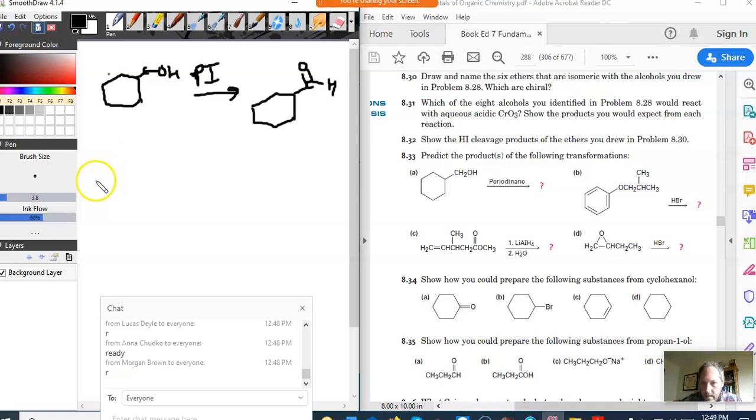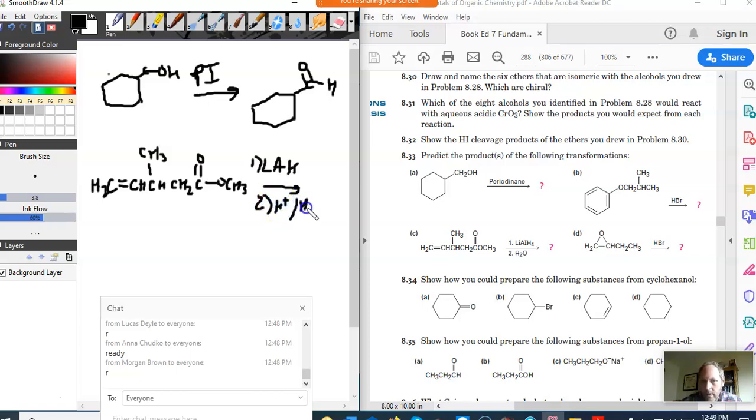All right, C. Let me write it exactly how they have it there. So for C, we have LAH. LAH is the stronger reducing agent, so it'll take an ester all the way down. Remember, it's a two-step reaction: first step, second step. In class, I said acid. It can either be acid or water.